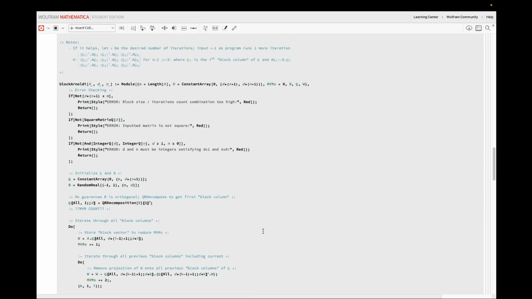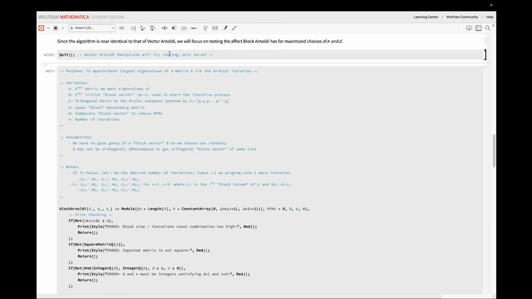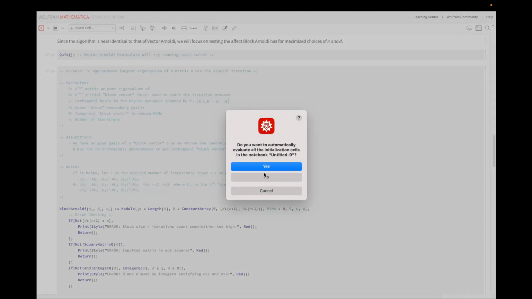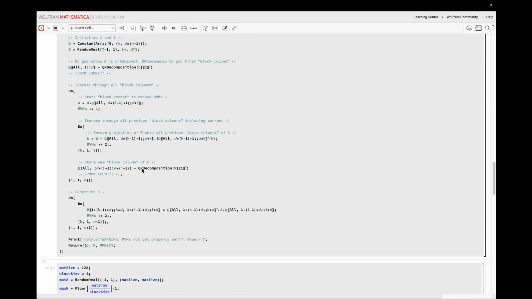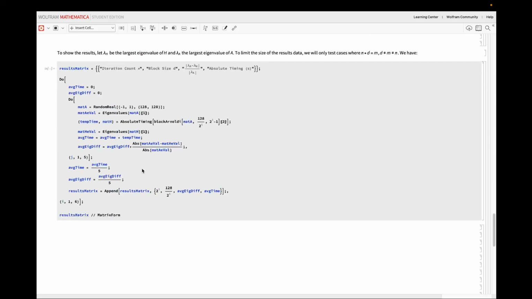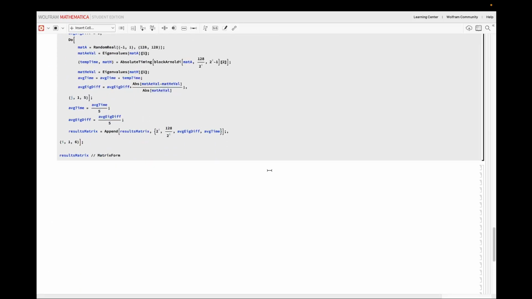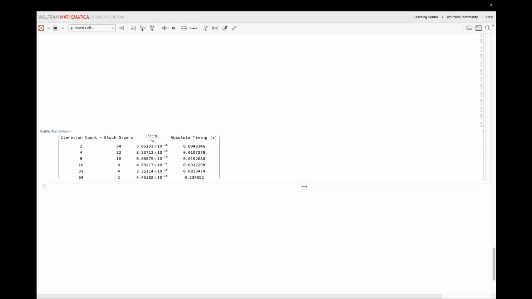And so now we want to ask, what is the time saved with these iterations? Well, quitting the kernel to save computational resources and redefining our Block Arnoldi algorithm, we see with the table generated here, for a 128 by 128 dense real matrix A, 2 iterations with block size 64 yields a relative difference of 10 to the negative 15 magnitude.